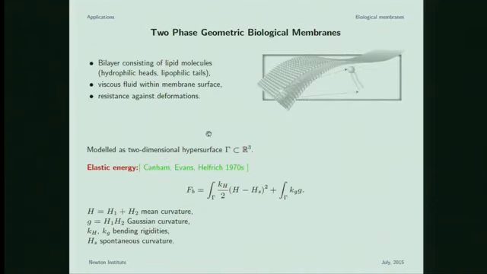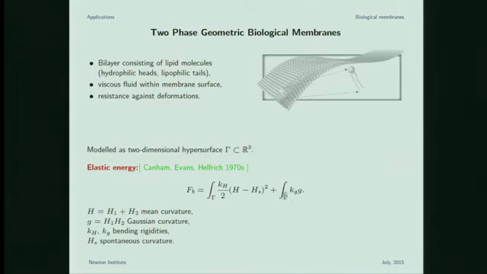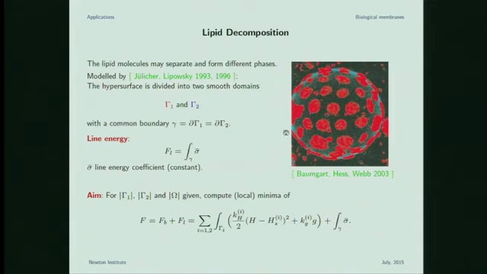So here is what you might, I'm going to talk a little bit about two-phase geometric biological membranes. Here's the energy. We've seen this energy a number of times. I'm going to ignore the Gaussian curvature for reasons which have been explained once or twice. We introduce a spontaneous curvature. The spontaneous curvature can take 2 values, one associated with the blue region, one with the red region. Associated with the boundary between the blue and red, we have a line energy. And I want to compute minima of this energy.